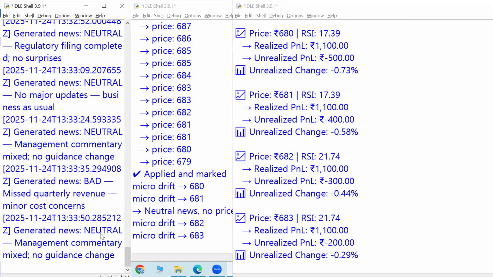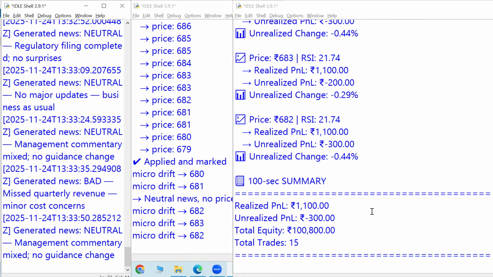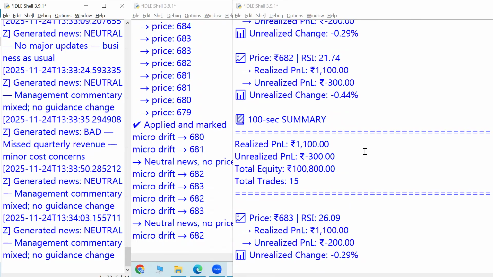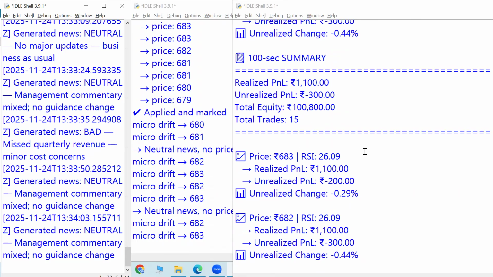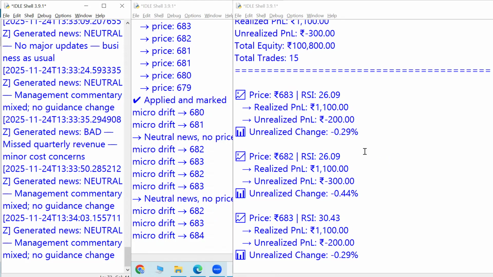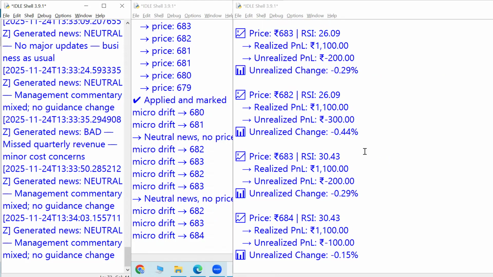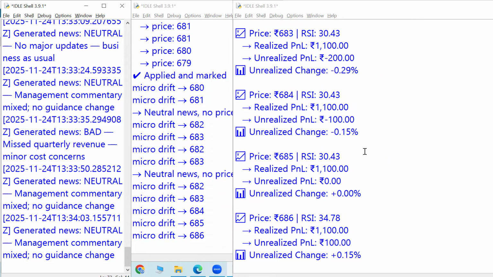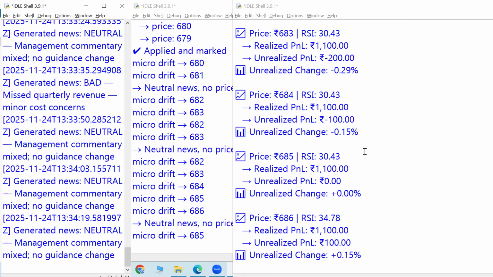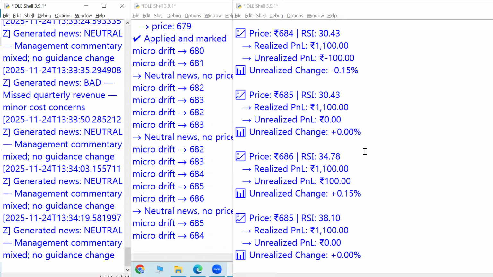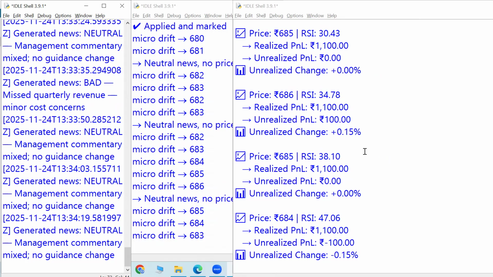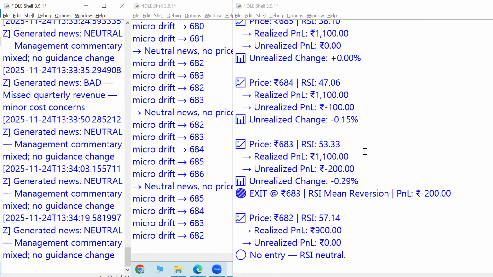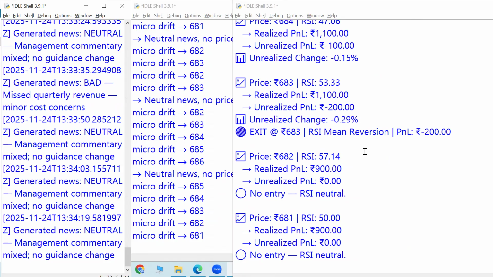We are again in a long position because the RSI is below a certain value. RSI is below 30, so we are in a long position. 685 is our long position. Okay, neutral value. I hope some good news comes, then only we are going to get a profit. 685 is our entry. Okay, the news flow is neutral. That means no news in the market. Normally, the news does not come so fast.